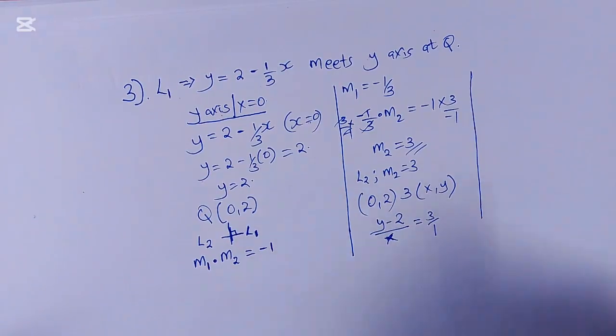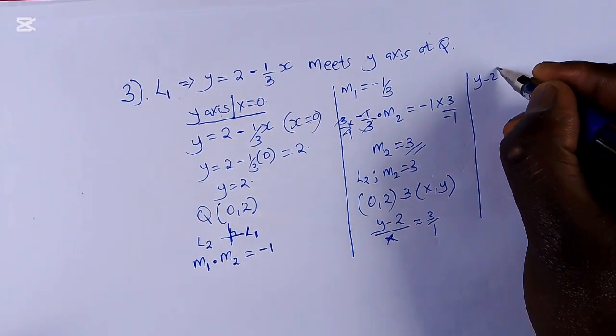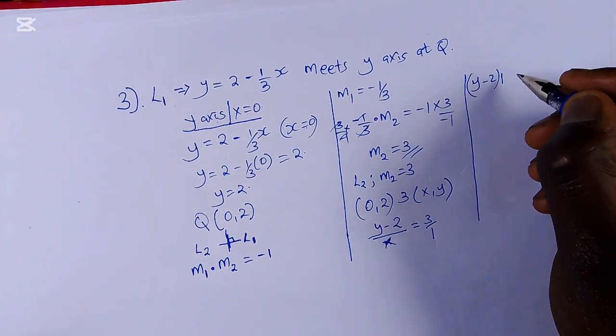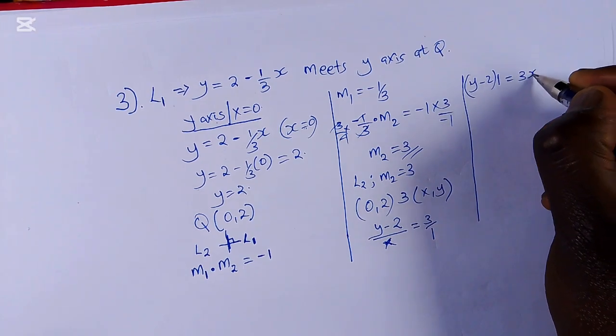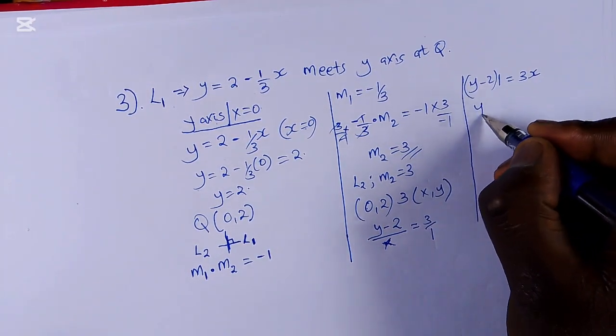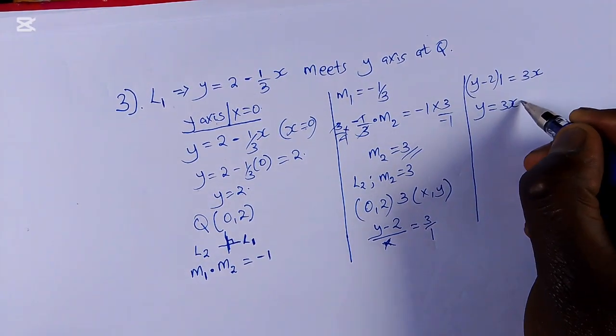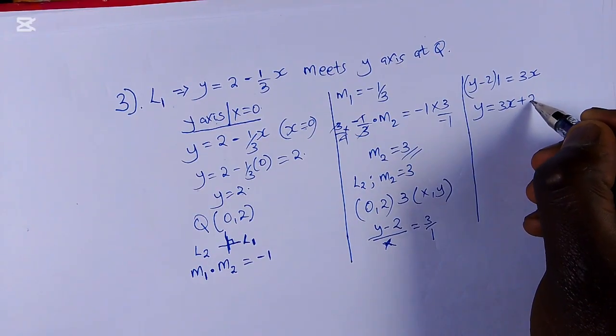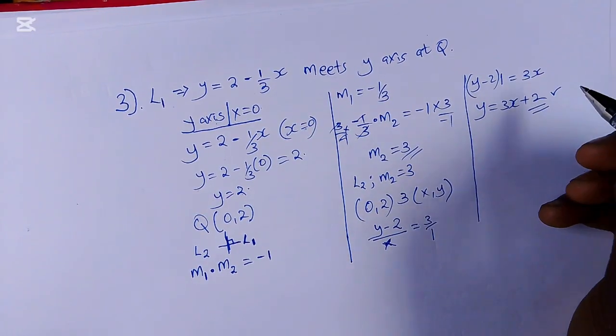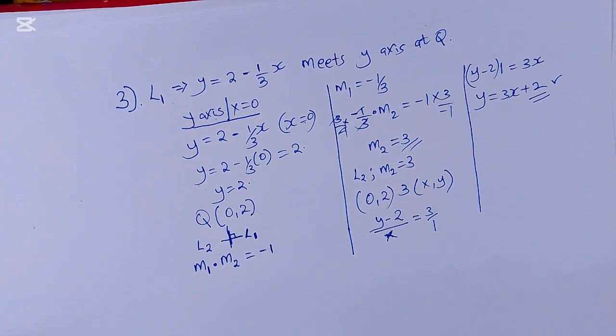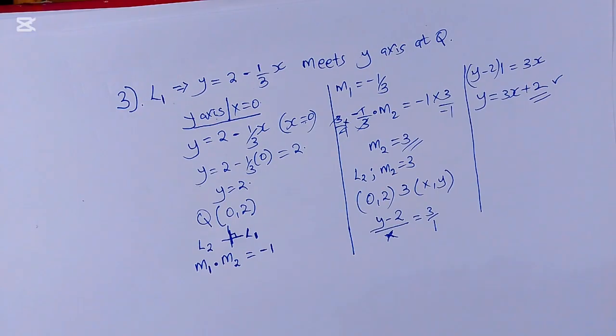When we cross multiply, we will have y minus 2 multiplied by 1, which gives us 3 multiplied by x. So that will be y is equal to 3x plus 2 when complete. And that is the equation of line 2. By doing so, we are done with question number 3. We will proceed to question number 4.